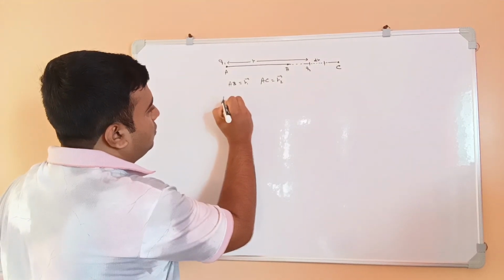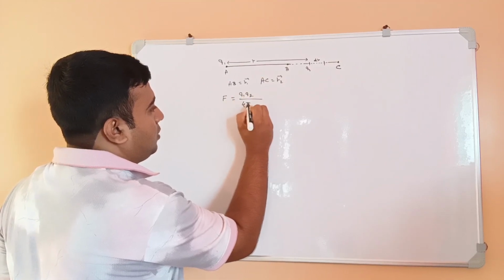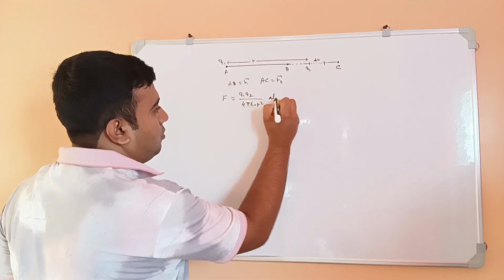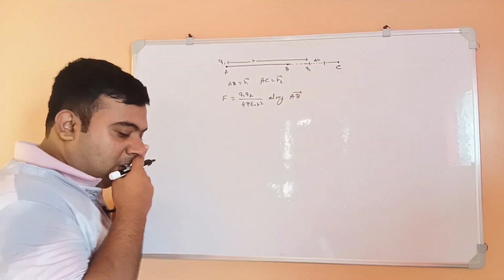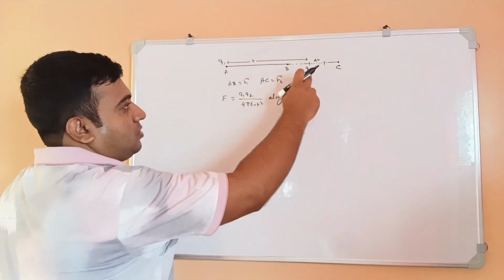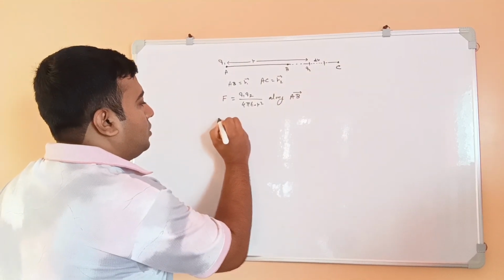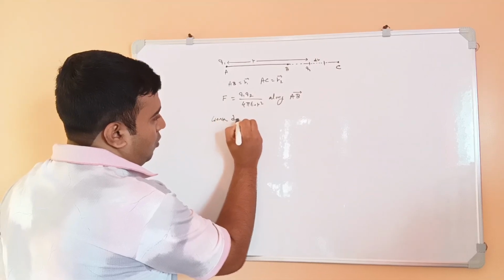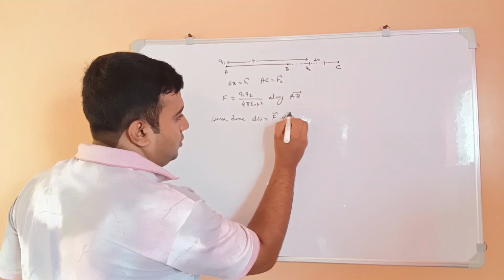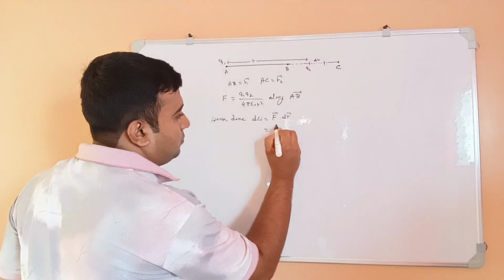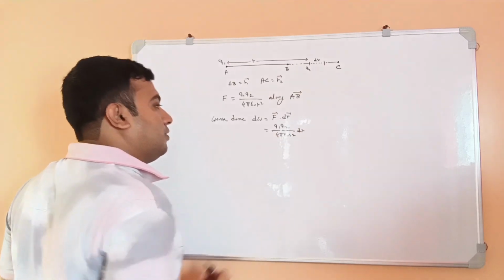So from Coulomb's law, the force is Q1 Q2 by 4 pi epsilon naught R square acting along the AB vector. So if the charge Q2 is moved by a small amount dr, the work done dW is equal to F dot dr, that is Q1 Q2 by 4 pi epsilon naught R square dr.